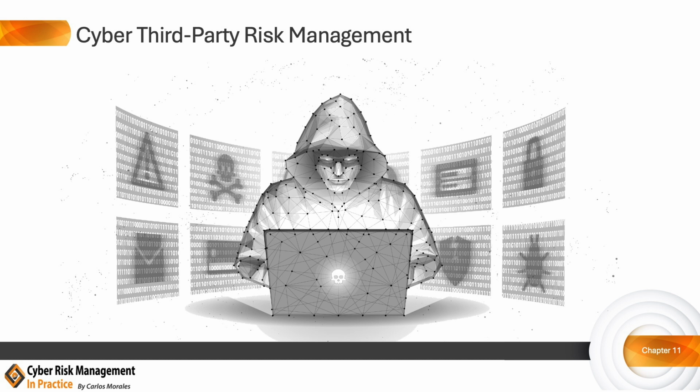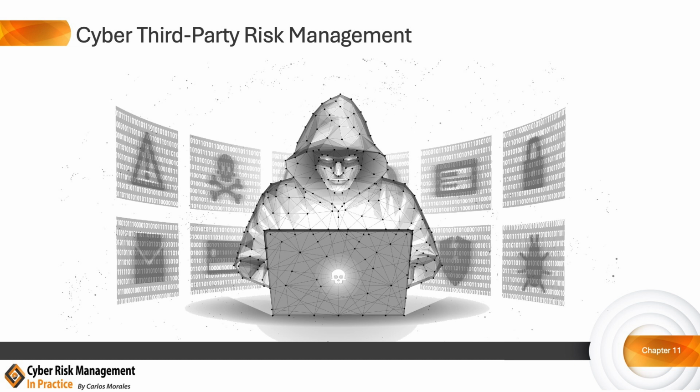When we talk about third-party risk, it's easy to think of it as something abstract, an operational concern, or a compliance requirement. But attackers don't see it that way. They see it as an opportunity. And that's why supply chain attacks have become one of the most effective strategies for threat actors today. Let's start with one of the most well-known examples: the SolarWinds compromise.